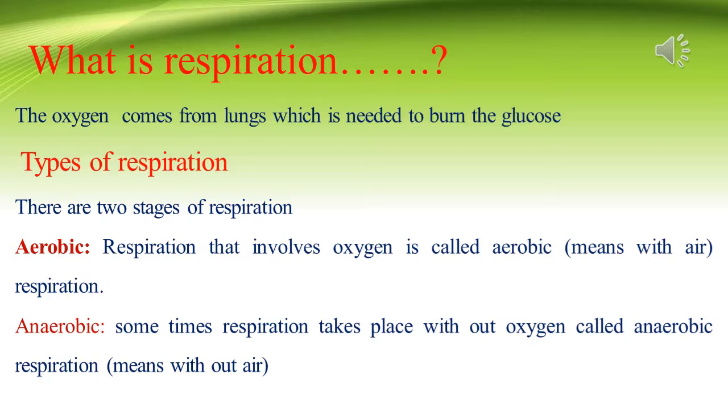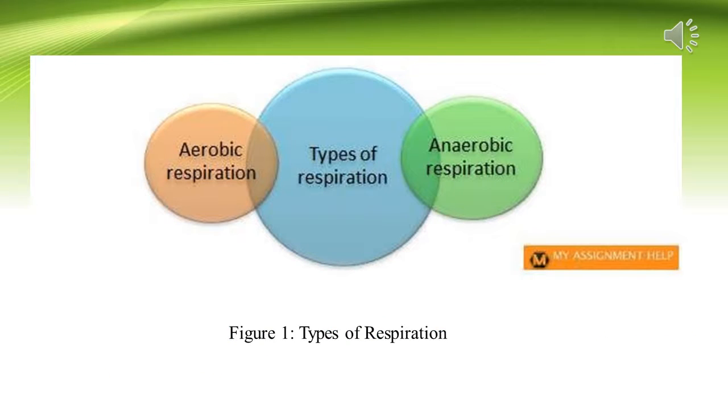Now we are going to discuss the types of respiration. There are two types of respiration. First we will discuss aerobic respiration. Respiration that involves oxygen is called aerobic, meaning with air, respiration. The other type of respiration is anaerobic respiration. Sometimes respiration takes place without oxygen, called anaerobic respiration, meaning without air. Here you can see the diagrammatic representation of the types of respiration: aerobic respiration and anaerobic respiration.